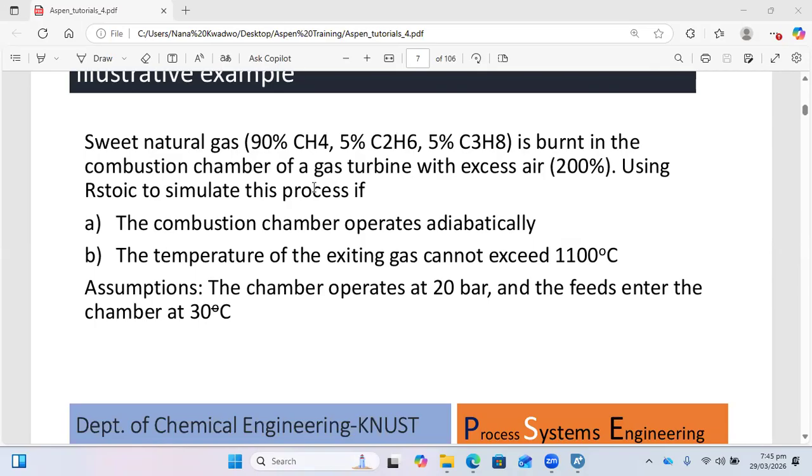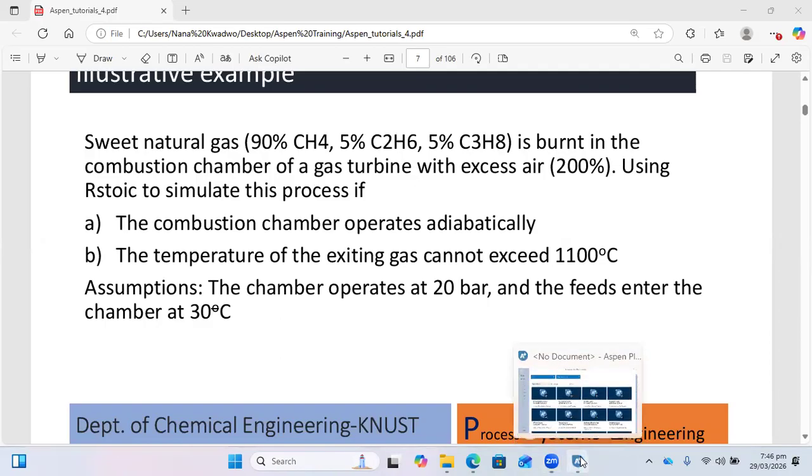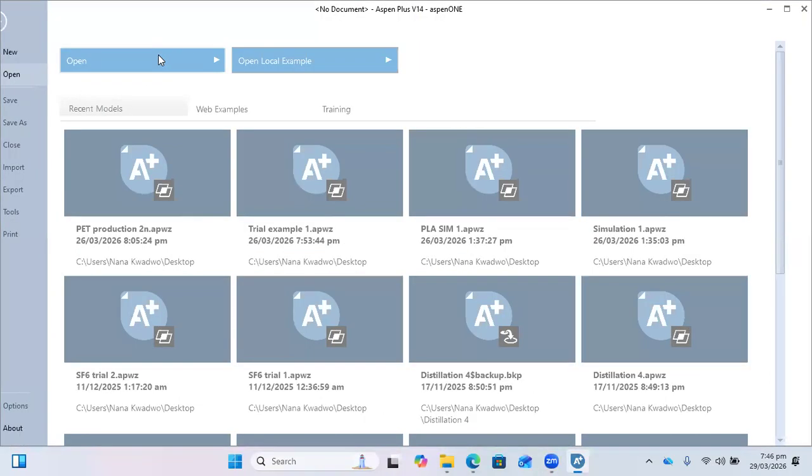So we know that the products you should be expecting should be carbon dioxide and water because we are burning these gases or these hydrocarbons in excess air. So we're expecting carbon dioxide and then water, right? So if we are to do our specifications, we can come to Aspen.